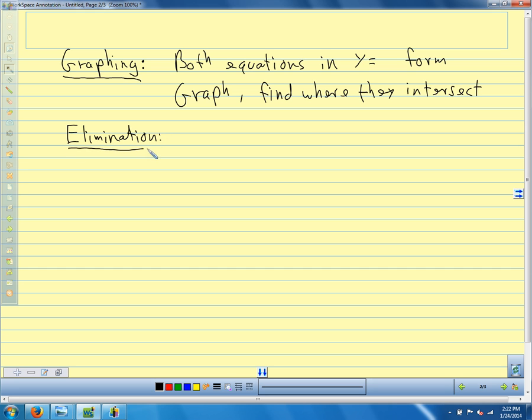Solving by elimination. We tend not to use that one as much, but it is a nice tool. So when we solve by elimination, what we want to do is, if we have two equations, that's what we're talking about today, is two equations. We multiply one or both equations.